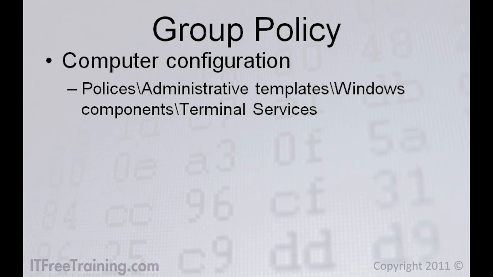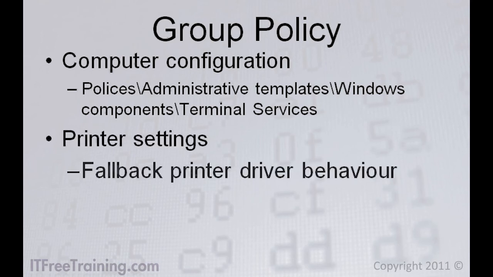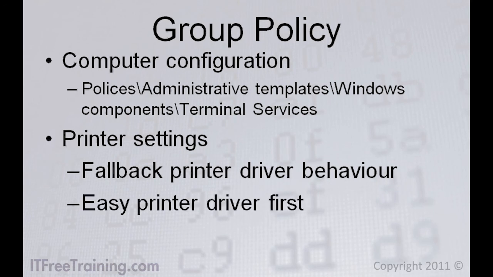Group Policy also allows you to set some settings that are not in the RDP TCP properties. For example, in printer redirection, you can set fallback behavior and easy printer driver first. You cannot set either of these two settings inside terminal services configuration. These two settings give you more control over drivers used when printing. If you are troubleshooting strange printing problems, you may need to configure these options.